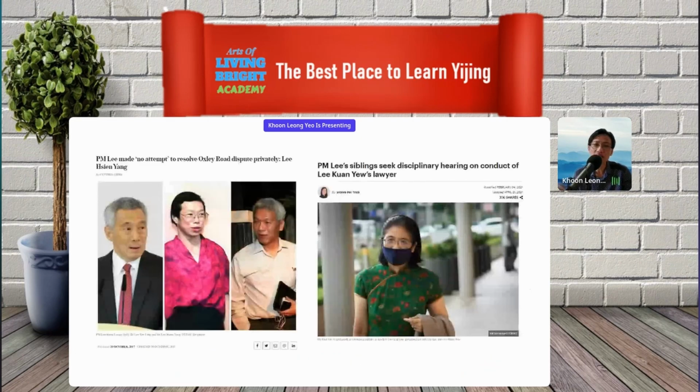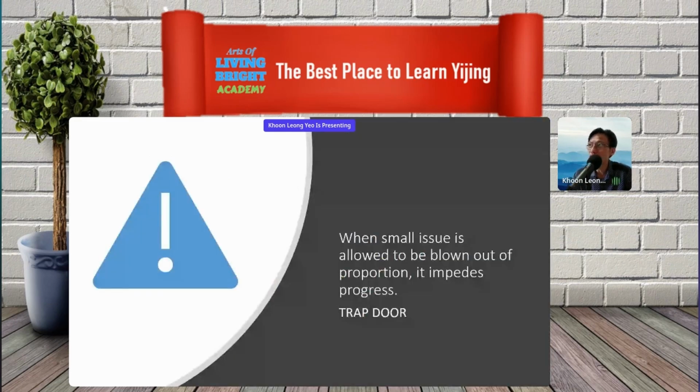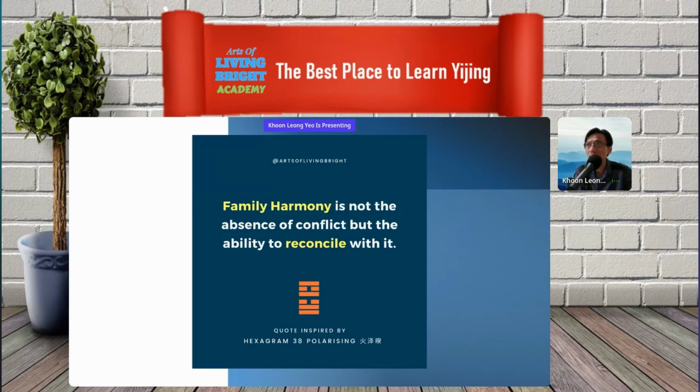All right, good. So live examples, I think I don't have to repeat again. It's the first family thing. I'm very unfortunate they blew it big. And now the whole world knows about it. They didn't resolve the problem when it was still small. They resolved it when they blew it up. Instead of resolving it to become small, they blew it up. Oh, too bad. Okay, so when a small issue is allowed to be blown out of proportion, it impedes progress. Am I correct? If it's small, you iron it out, you can still move on with life. But once it grows so big, it impedes progress. And that is what brings us to the next hexagram.